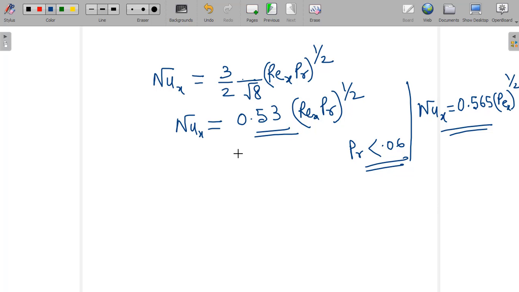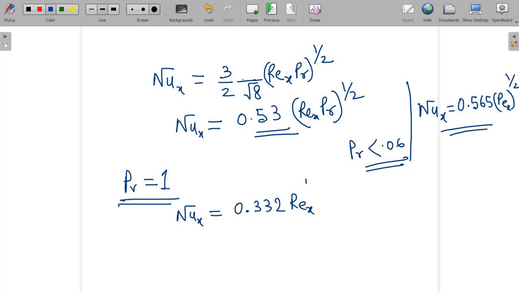Definitely, we have only considered the situation where the Prandtl number is much less than 1. For Prandtl number equal to 1, we have already covered the exact solution from the Reynolds analogy: if Prandtl number is equal to 1, then the local Nusselt number will be equal to 0.332 into Reynolds number to the power half. So we have already seen that result for Prandtl number equal to 1. Now, the earlier relation is for Prandtl number much less than 1, and this one is for Prandtl number equal to 1.